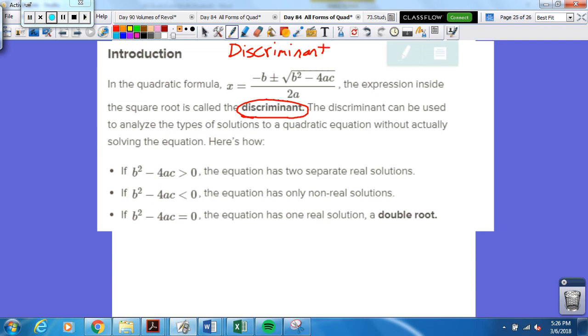Okay, what is that? Well, we've worked with the quadratic formula right here, x equals negative b plus or minus the square root of b squared minus 4ac over 2a. Here is our quadratic formula. The expression inside the square root is called the discriminant. So write this down right here. This is called the discriminant. Everything that's right inside, so b squared minus 4ac.